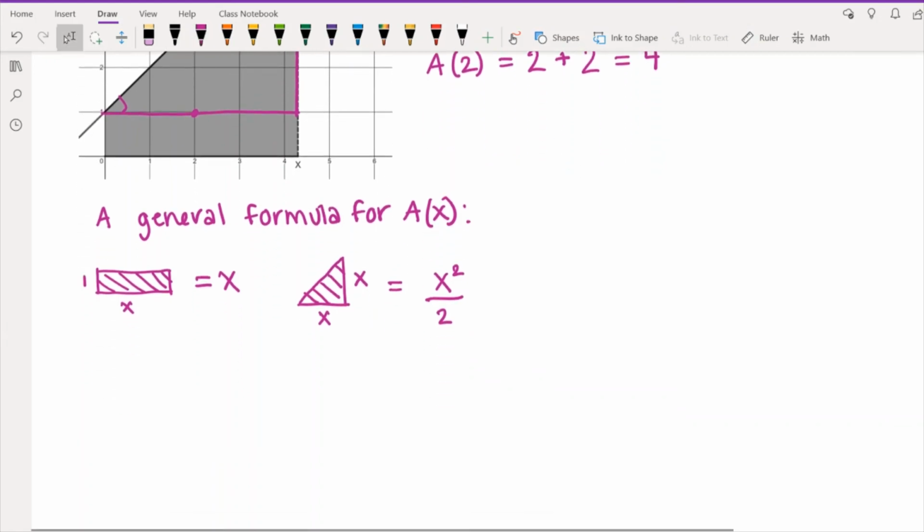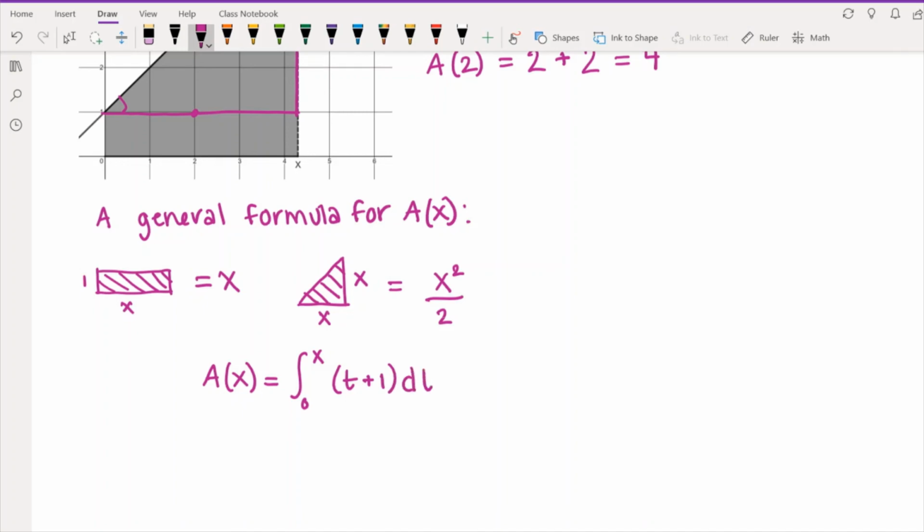And so the general formula is going to be that a of x, and I'll write down the actual original integral first again. So it was the integral from 0 to x of t plus 1 dt. And what's our area formula we just came up with? Well, it's x squared over 2 plus x. So I'm just going to put a box around this.